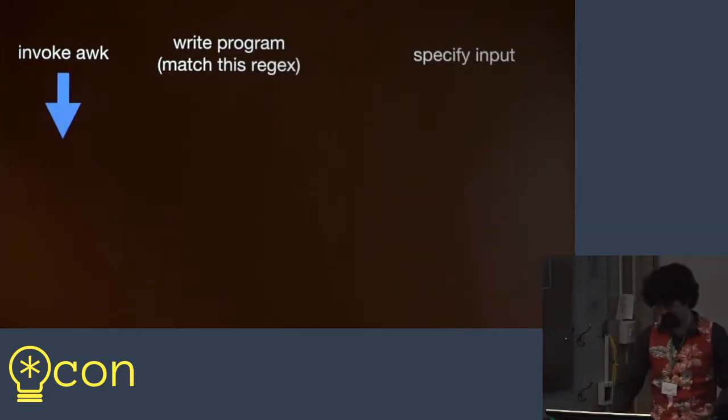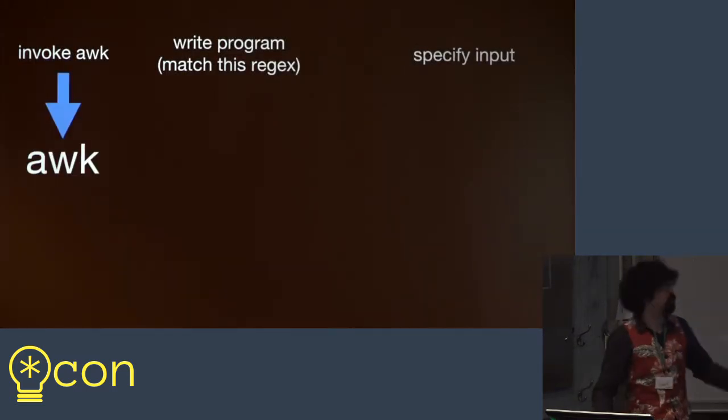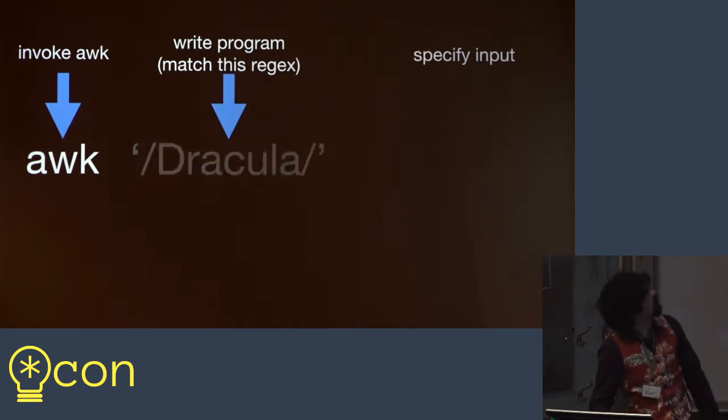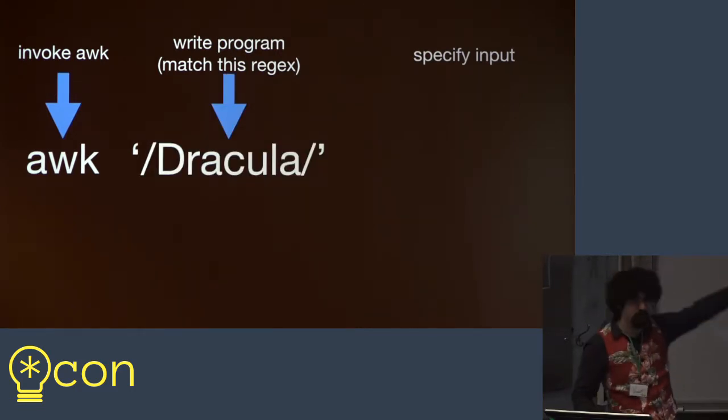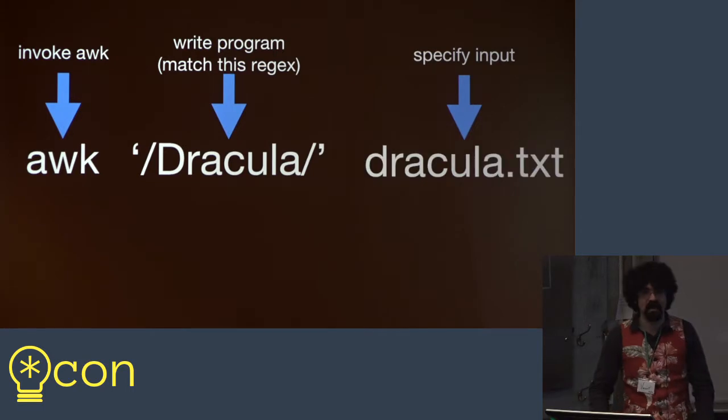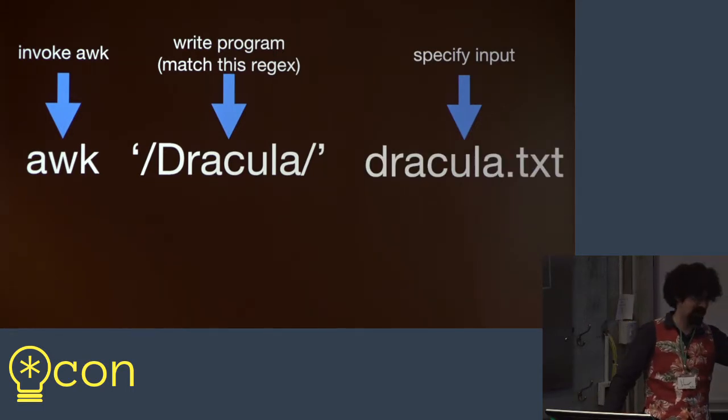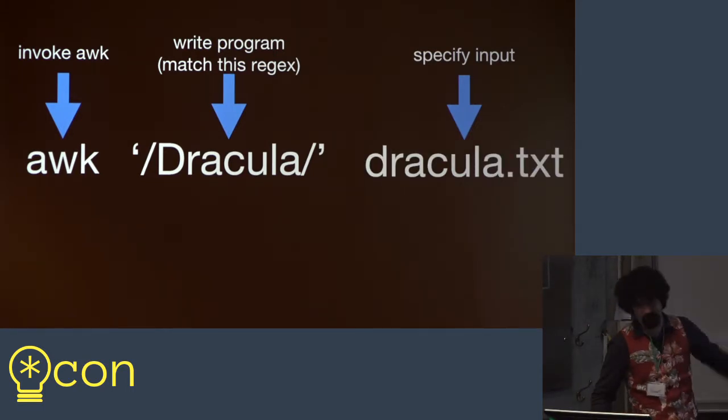So let's build a simple awk program in the command line and see what it looks like. First we need to invoke awk, then we can write a program, and then we can specify the input that we give to the program to process. So what would this look like? Here's the command line. We say awk, and then we write the entire program, and then we give it the input. In this case, the book Dracula.